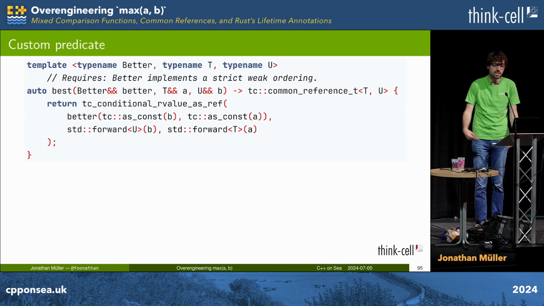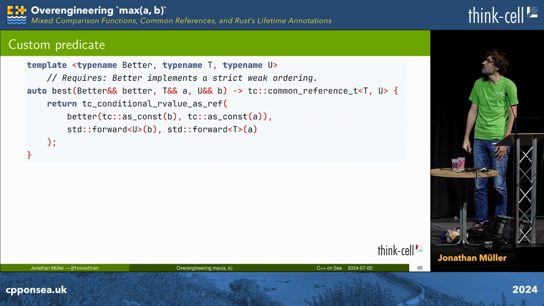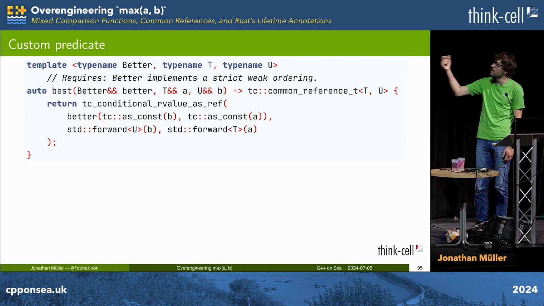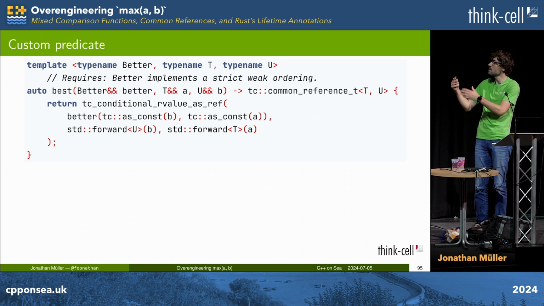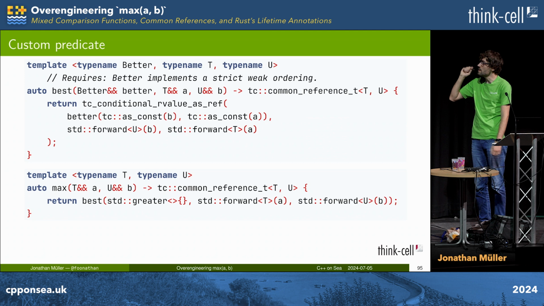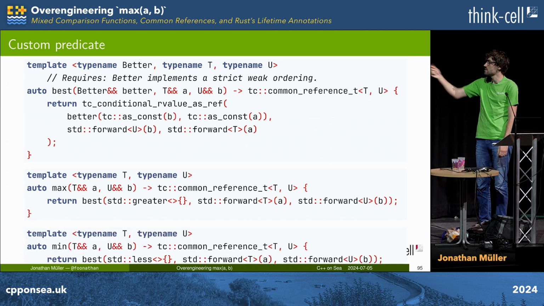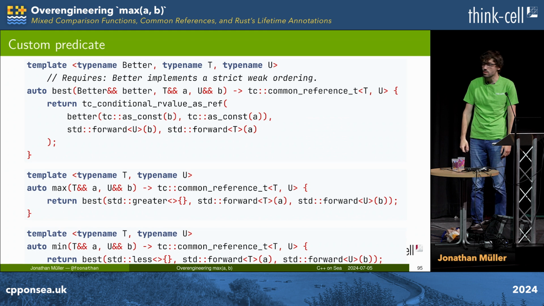So let's call this best. Best does not return the maximum, it returns the best value. And the best value is determined by checking whether one value is better than another. Better is a custom strict weak ordering, and we then just return the better of the two values. And then max is just best, where the greater one is the better one, and then we also have min, where it's the lesser one, right? This is a very straightforward change.